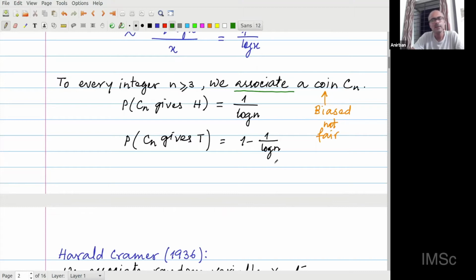So for example, what is a thick set? If you take all the odd numbers, then the number of odd numbers up to x is roughly x by 2. So that's a thick set. You have a constant proportion. The proportion of odds to all the integers is a constant, namely half. Here that is not a constant. It's 1 over log x.